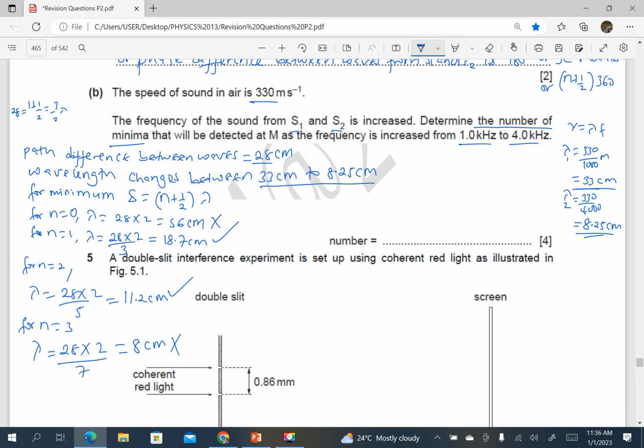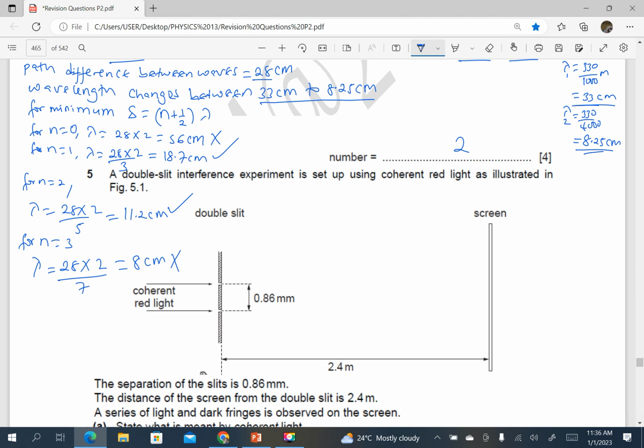So it means for other values of n, the wavelength will not be in that range, so it will not be formed. Therefore, the number of orders we have are 1 and 2. So there are only 2 orders. That is our answer there. So this one will be eliminated. It is not formed, and for n equals to 0, it is also not formed. So it is only n equals to 1 and n equals to 2 which are formed. So there are two values of n, so there are 2 orders.